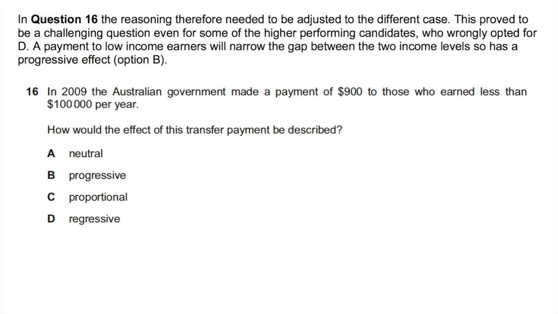Question 16. In 2009, the Australian government made a payment of $900 to those who earn less than $100,000 per year. How would the effect of this transfer payment be described? Progressive. In question 16, the reasoning therefore needed to be adjusted to the different case. This proved to be a challenging question even for some of the higher performing candidates who wrongly opted for D. A payment to low income earners will narrow the gap between the two income levels, so has a progressive effect. Option B.